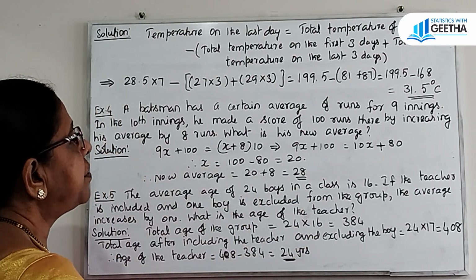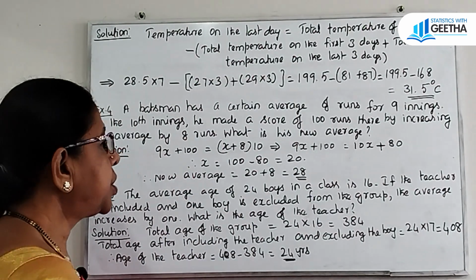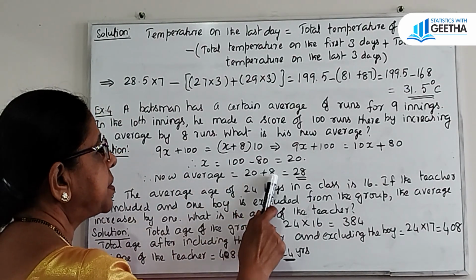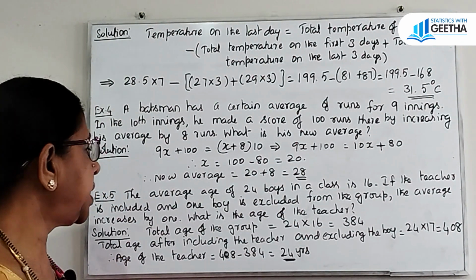Now his new average: since it increases by 8 runs, it will be 8 runs more than x. Therefore, new average equals x plus 8, that is 20 plus 8, which is 28. So the answer is 28.